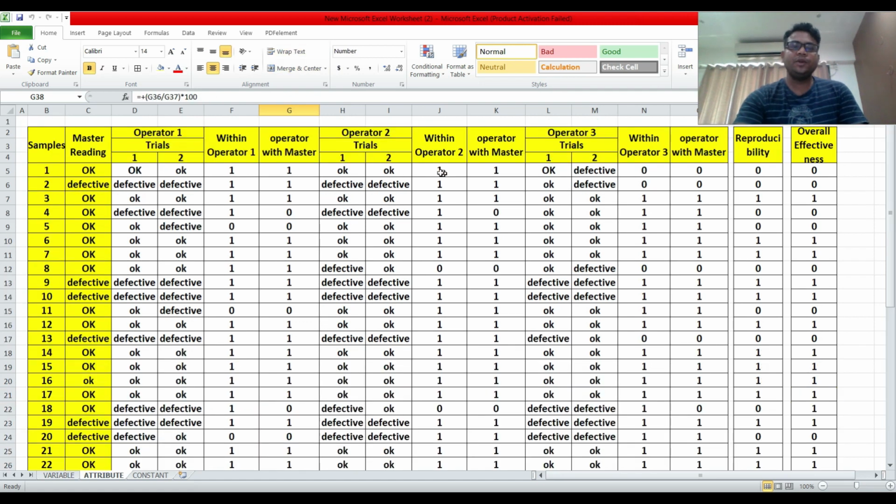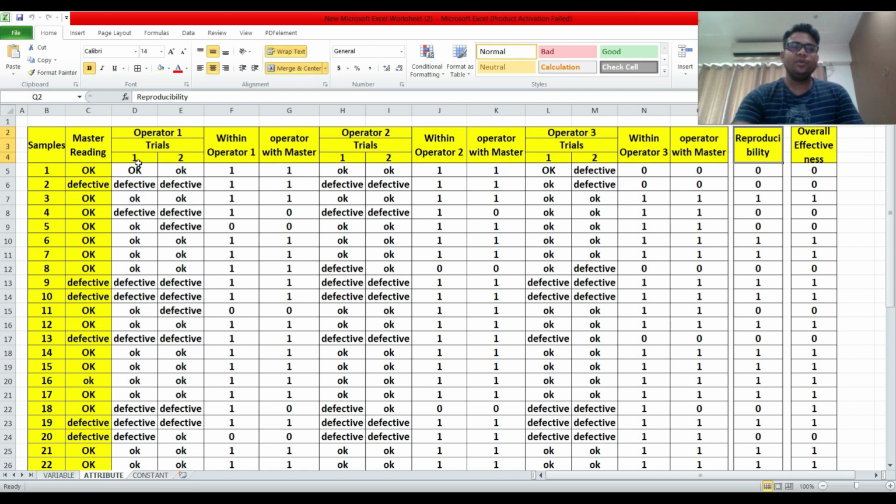Again for operator 2 you have to calculate likewise. For operator 1 we have calculated already, so like this we can calculate for operator 2 and operator 3 also. Now I have to find out the reproducibility. Reproducibility measures how many times all operators are agreeing with each other.